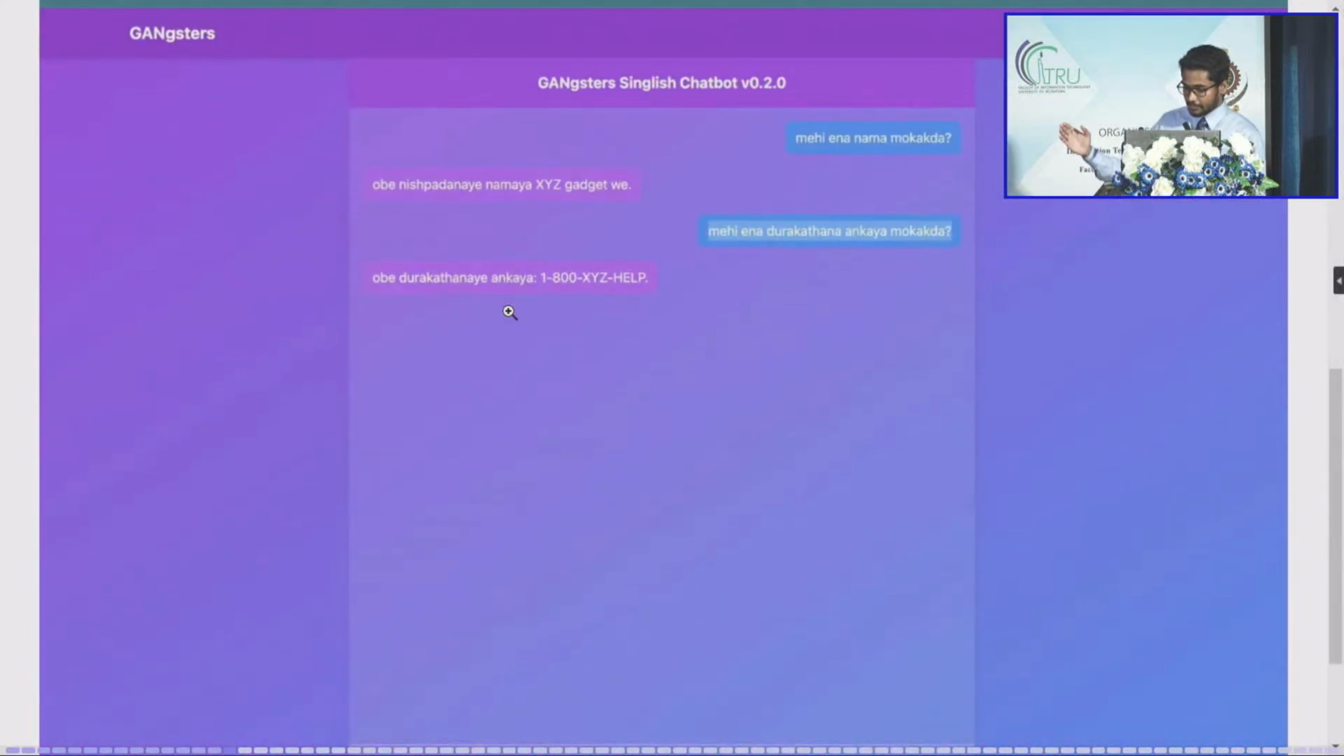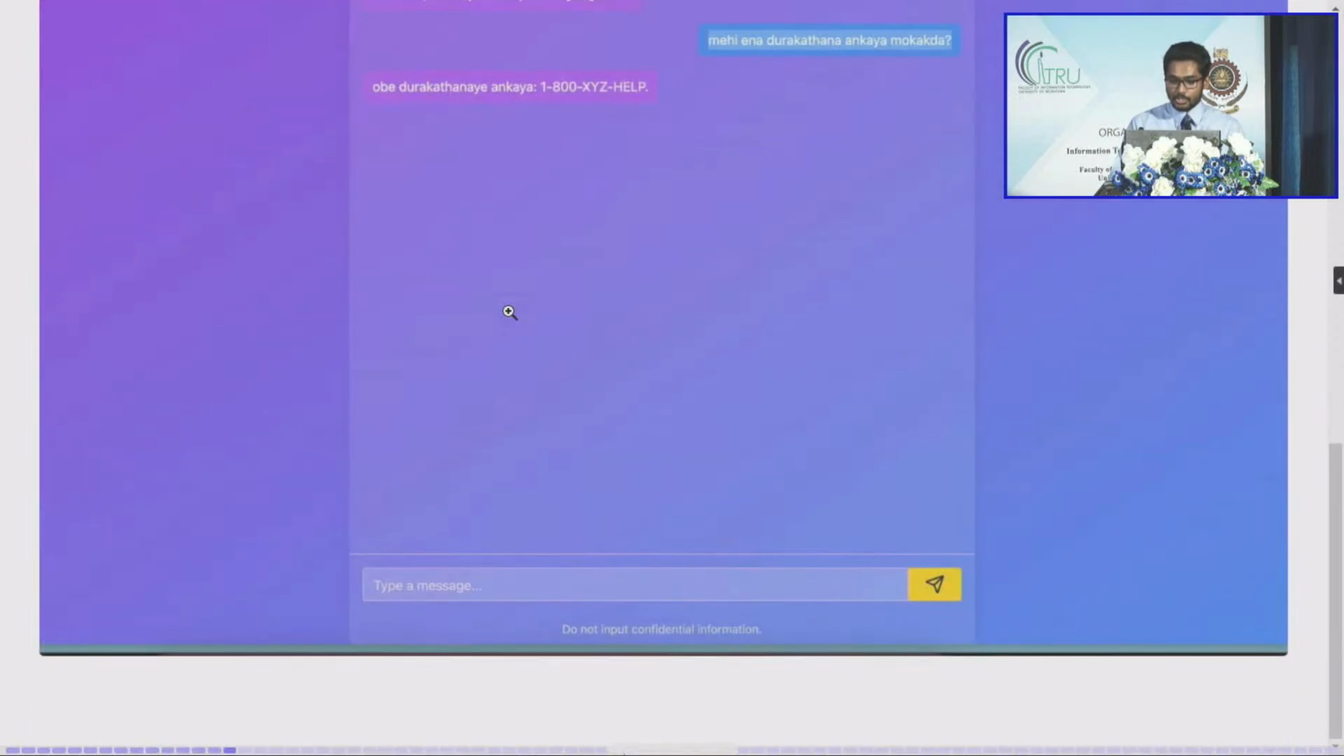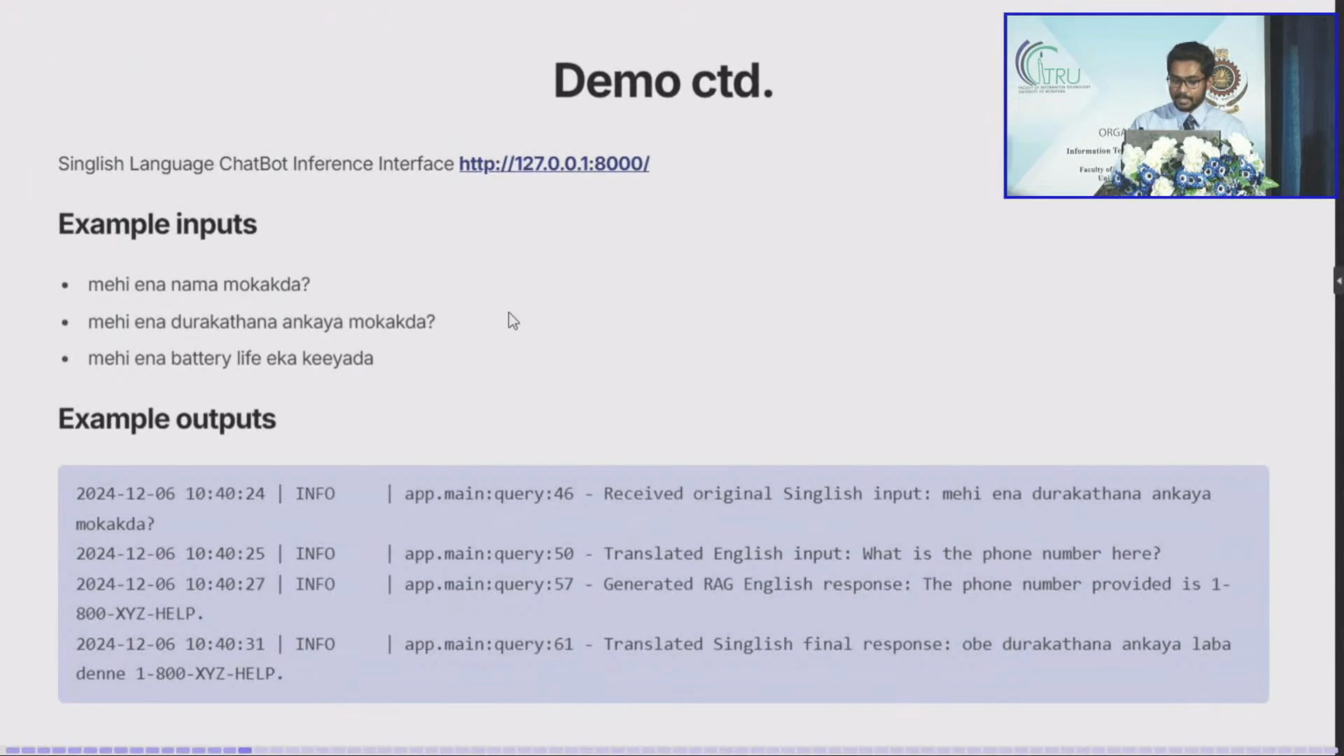For example, here you can see the source document that we have input into our system is in English. It's talking about a widget called, say, XYZ gadget as an example. So we ask, mehi ena namak mokakda. That way we ask in Singlish. Then it goes through the pipeline that I explained earlier, and it gives us the response in Singlish. It has some nuances and mistakes, but you can see it's giving us the correct name, XYZ gadget. That way it has the language comprehension to answer a question.